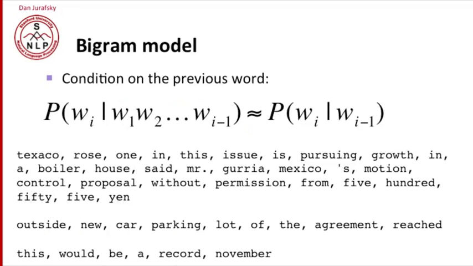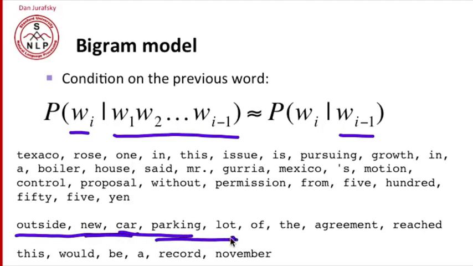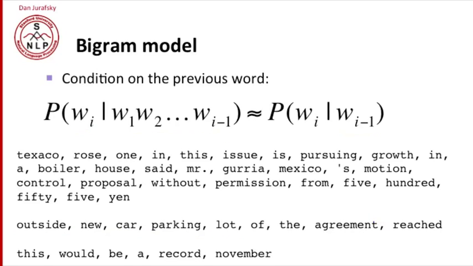Slightly more intelligent is a bigram model where we condition on the single previous word. So again, we estimate the probability of a word given the entire prefix from the beginning to the previous word just by the previous word. So now if we use that and generate random sentences from a bigram model, the sentences look a little bit more like English. Still, something's wrong with them, clearly. Outside, new car. Well, new car looks pretty good. Car parking is pretty good. Parking lot. But together, outside, new car, parking lot of the agreement reached. That's not English. So even the bigram model, by giving up this conditioning that English has, we're simplifying the ability of the model to model what's going on in a language.